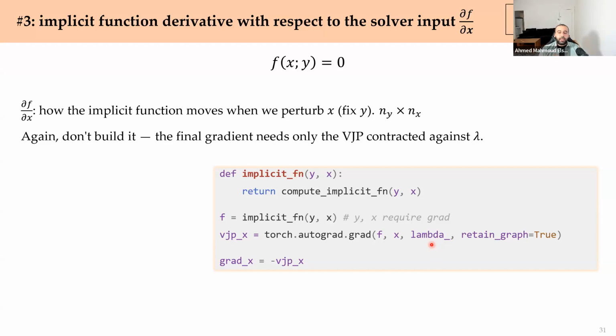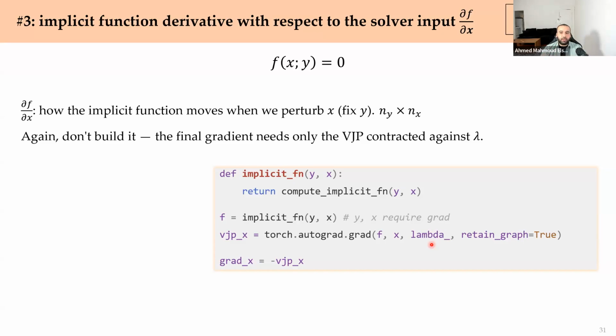Now that we have all three derivatives, all of them matrix-free, it means that for none of them do we need to construct any Jacobian. This backward pass also never touches the internals of the solver itself. And so this is an abstract way of how we could think about or implement this.